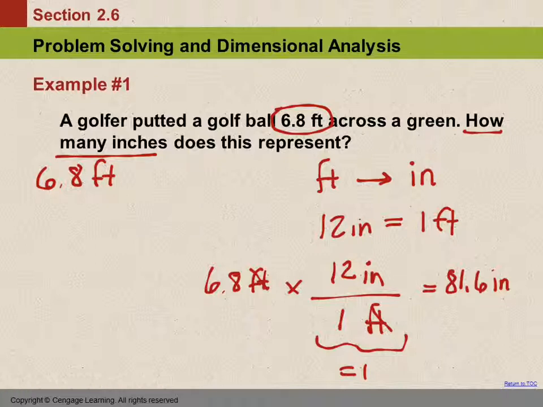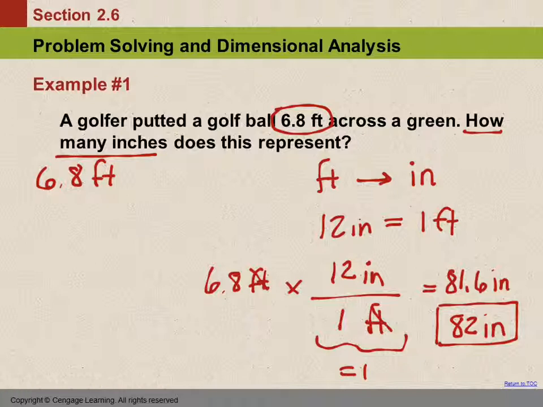So we should check our significant figures. This conversion factor is exact. There's exactly 12 inches in exactly 1 foot. And so we will look at the number that we started with. How many significant figures does that have? It has 2. So then our answer should have 2 significant figures. So we're going to say this is 82 inches. And that's our answer.